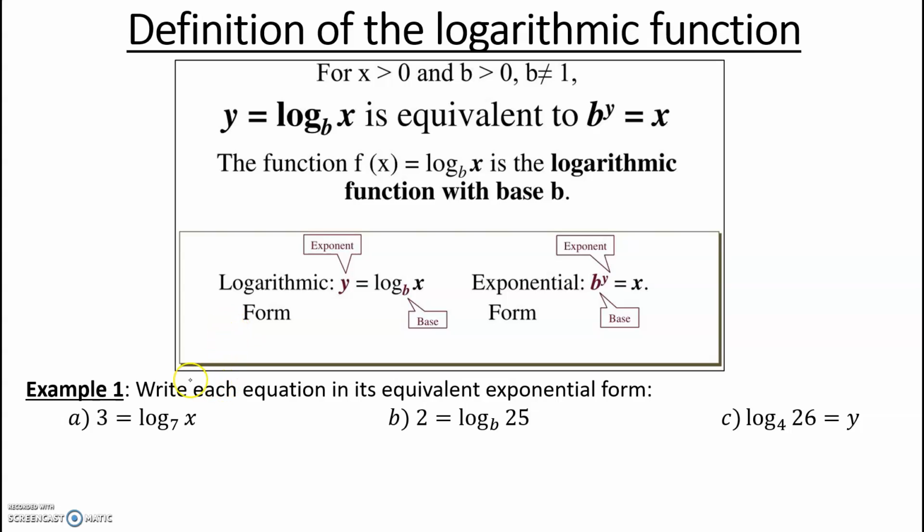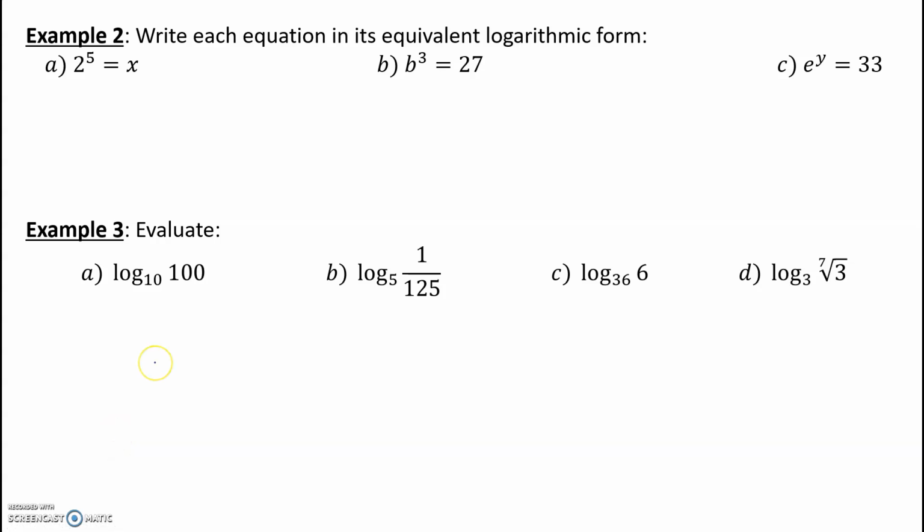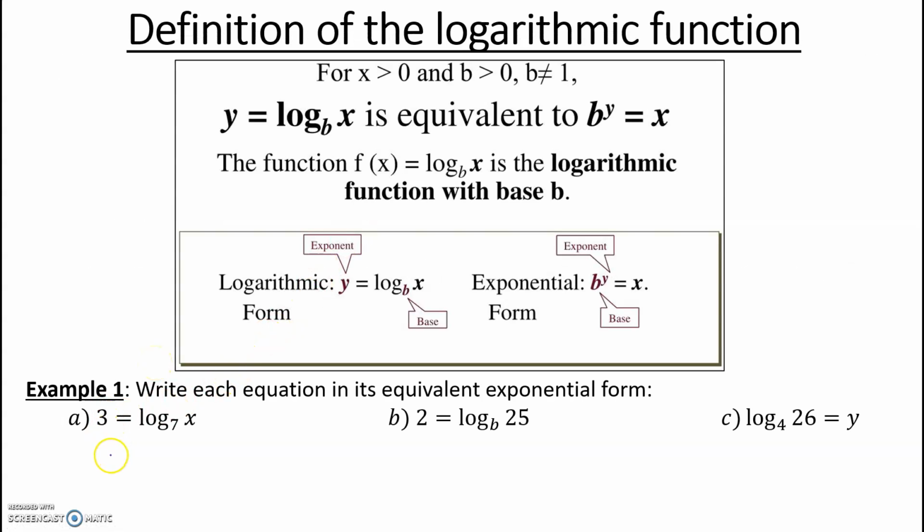So the first thing that we're going to do is switch from log form into exponential form. So it's always your base, right here, log base 7 of x. Your base is 7. So we say 7 to the power of 3 equals x. And that's how you put it in exponential form. Now this makes more sense to me, 7 cubed. Right? x is whatever 7 cubed is.